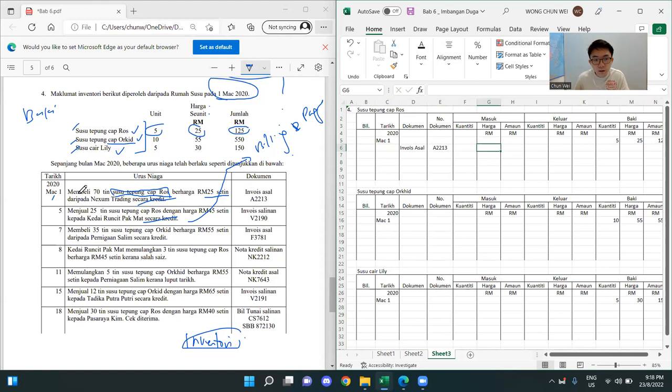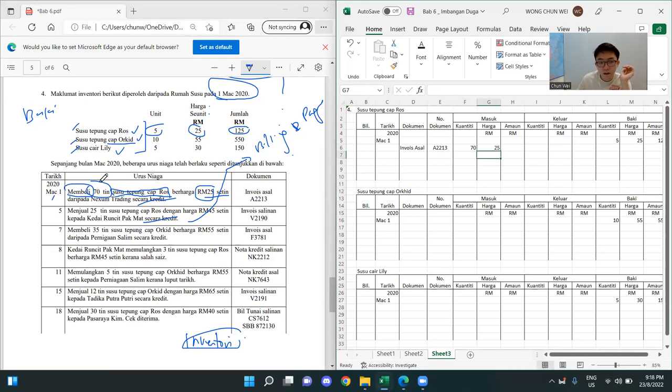Then kita beli. Can you see? When you beli, it means you buy the thing, so the product, the barang niaga, will come in. Masuk berapa unit, berapa tin? 70. So here quantity 70. Tin unit berapa ringgit? 25 ringgit setin.